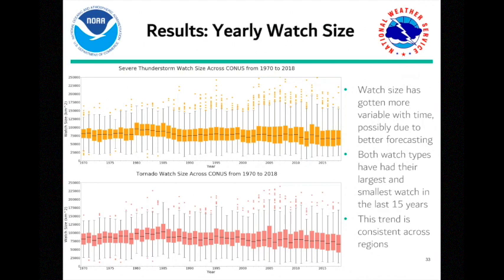You can also look at watch size by year, and the most notable thing from both of these plots is that watch size has generally gotten more variable with time, which we think may be due to improved forecasting and forecasters better being able to fit a watch size to a specific event. With that, both watch types have had their largest and smallest watches in the last 15 years, and even though it's not here, this trend is very consistent across regions.